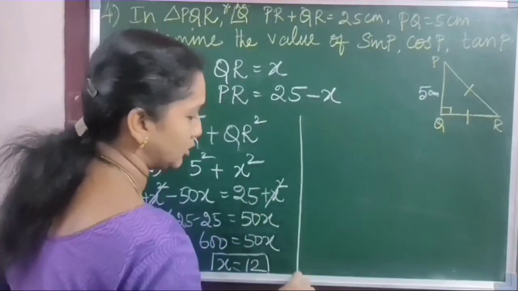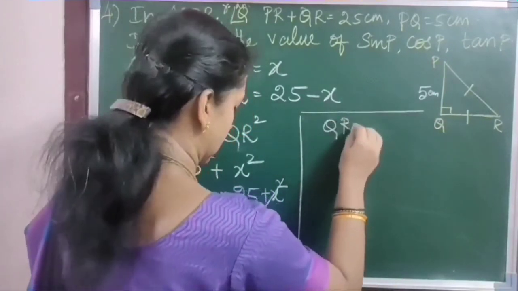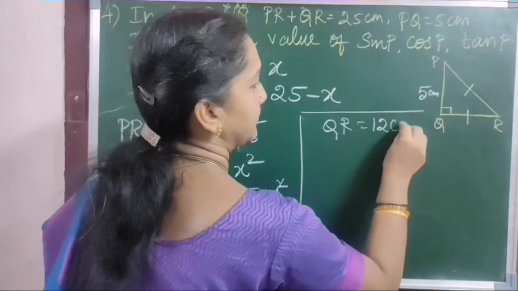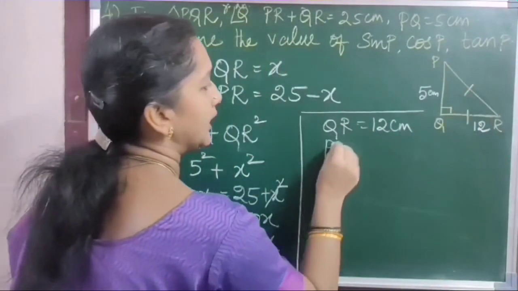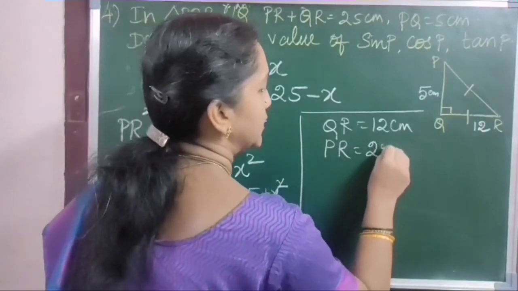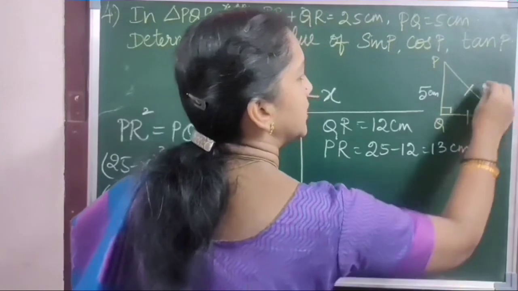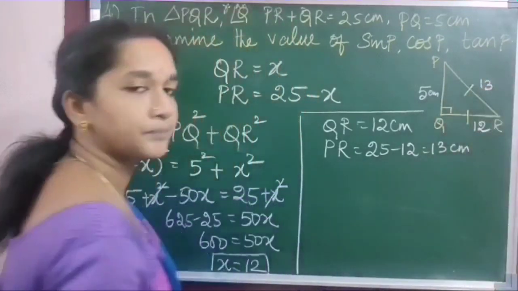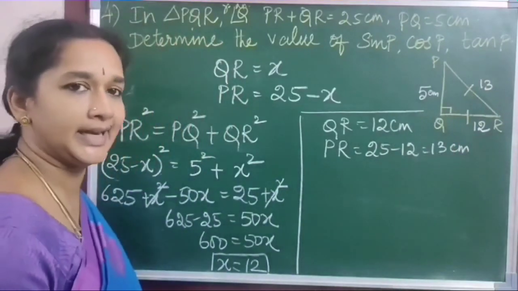Now you substitute this x value here. So you got QR value as 12 centimeter. And PR is 25 minus 12, that is 13 centimeter. So this one is 13. Okay, so now you got all the three values.